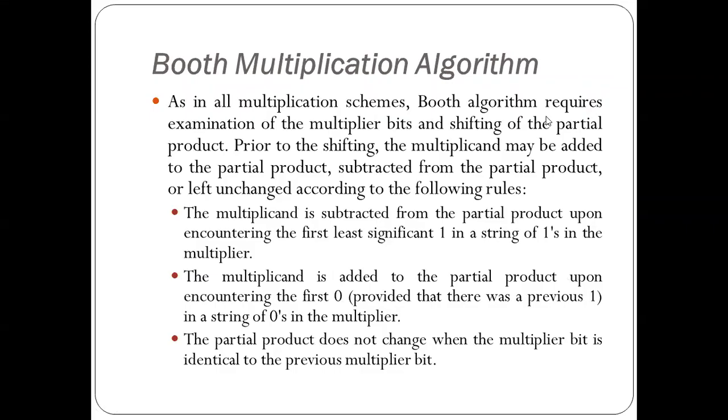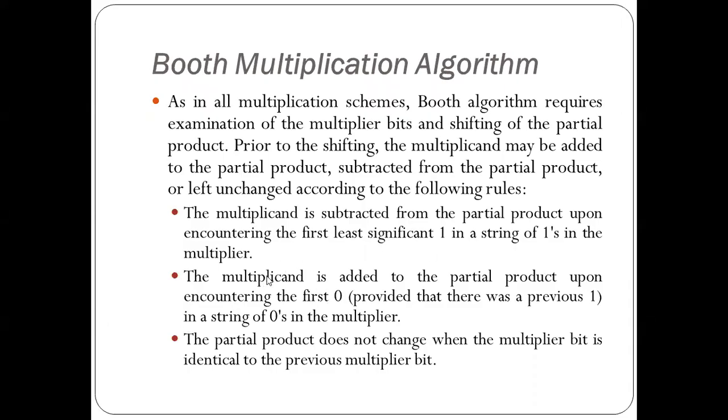As in all multiplication schemes, Booth algorithm requires examination of the multiplier bits and shifting of the partial product. Prior to shifting, the multiplicand may be added to the partial product, subtracted from the partial product, or left unchanged according to the following rules. The multiplicand is subtracted from the partial product upon encountering the first least significant bit 1 in a string of ones. Whenever you encounter the first 1 in a string of ones, in that case the multiplicand is subtracted from the partial product.